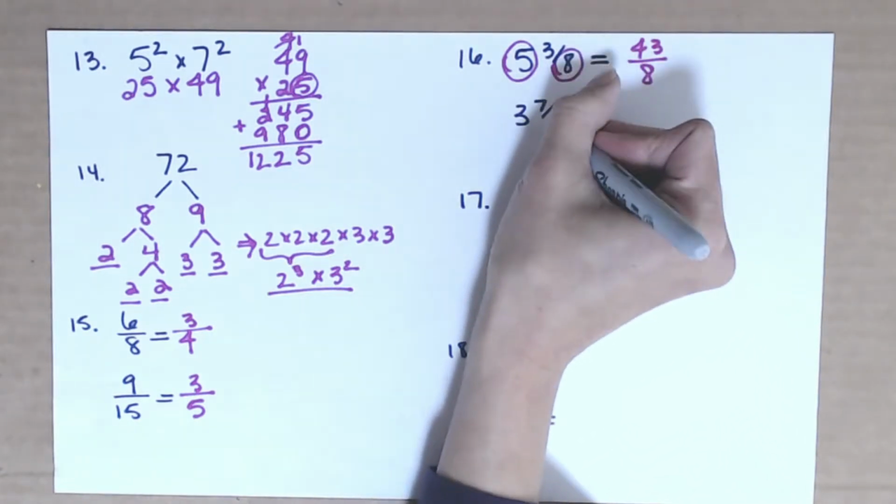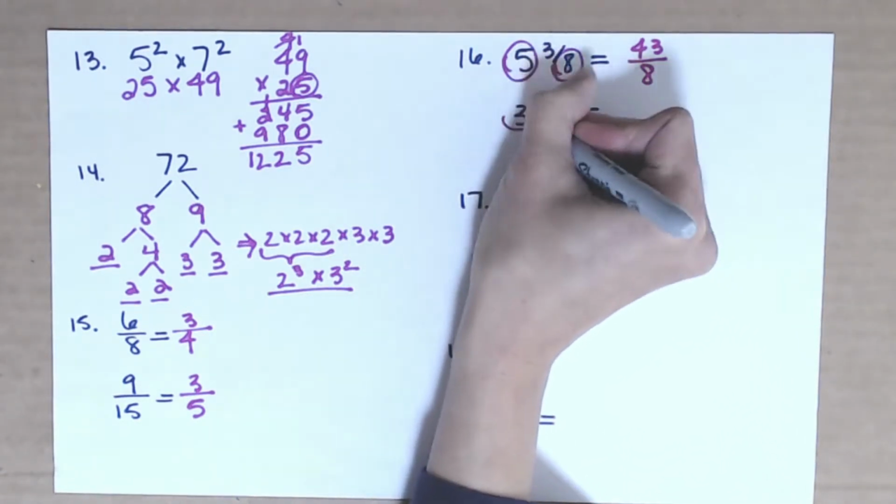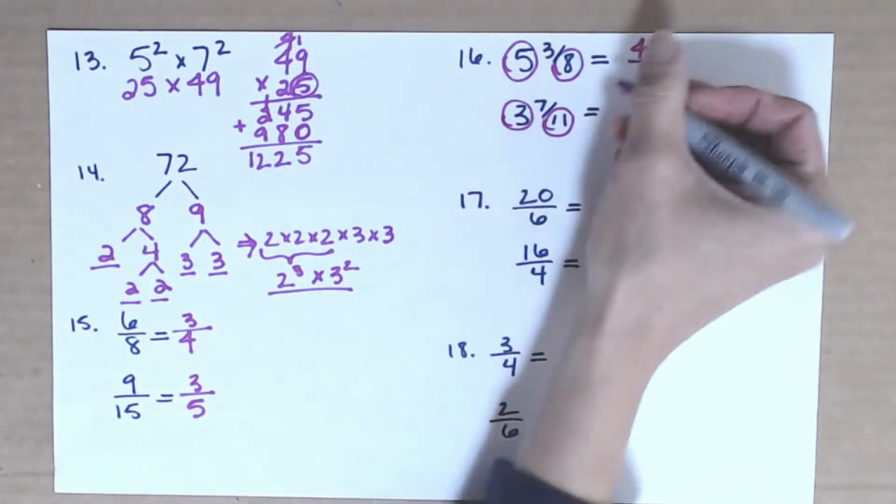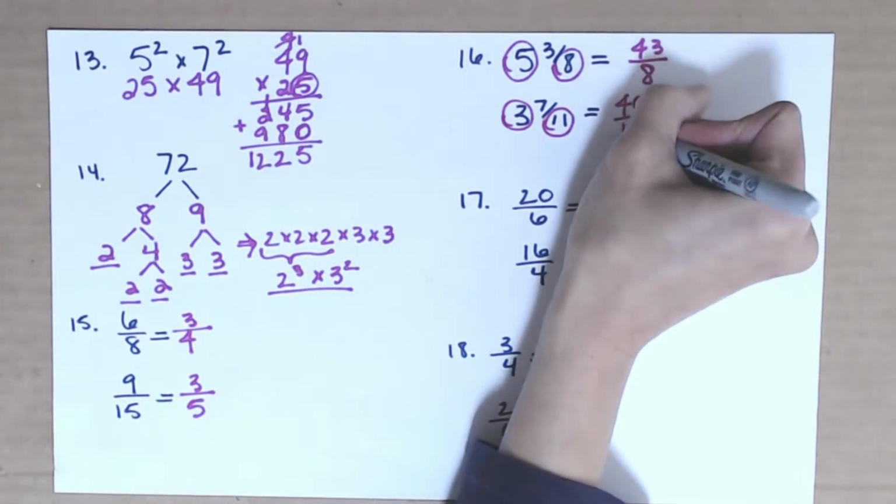So here on the next one, we can use our little shortcut. 11 times 3 is 33, plus 7 would be 40/11.